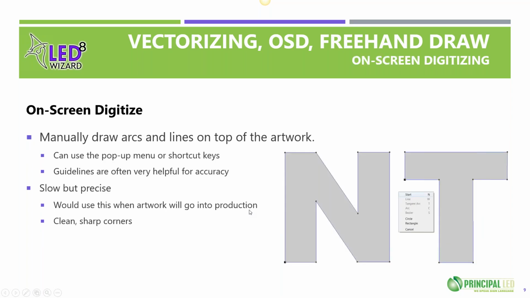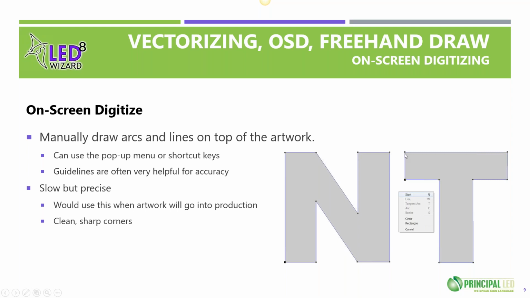On-screen digitizing, the second option, again, is manually drawing arcs and lines on top of the artwork. Here's an example where I've got these letters, and you can see that we have this menu. We call it a pop-up menu. When you're in on-screen digitize mode, this is the menu that you use. You can either use this menu or use shortcut keys, right? So C N for new, W for line, T for tangent arc.